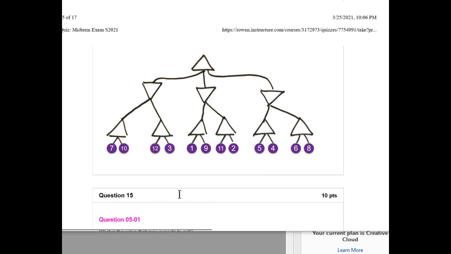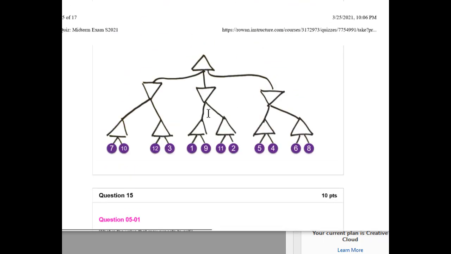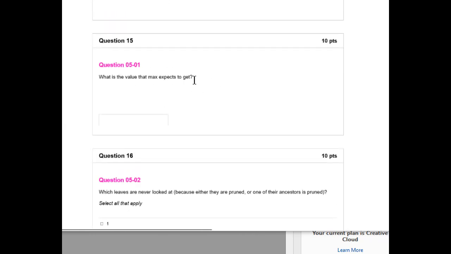So let's just look at our problem here. The first question was, what's the value that Max expects to get? If you look at the tree we were looking at a minute ago, the value is 10 because 10 is what we got propagated up here. And so the value that Max expects to get is 10. Can I write that somewhere? Where's my little guy? I know this is so exciting, but I know also that you guys like to see answers in boxes. So 10. Wow. Very exciting.